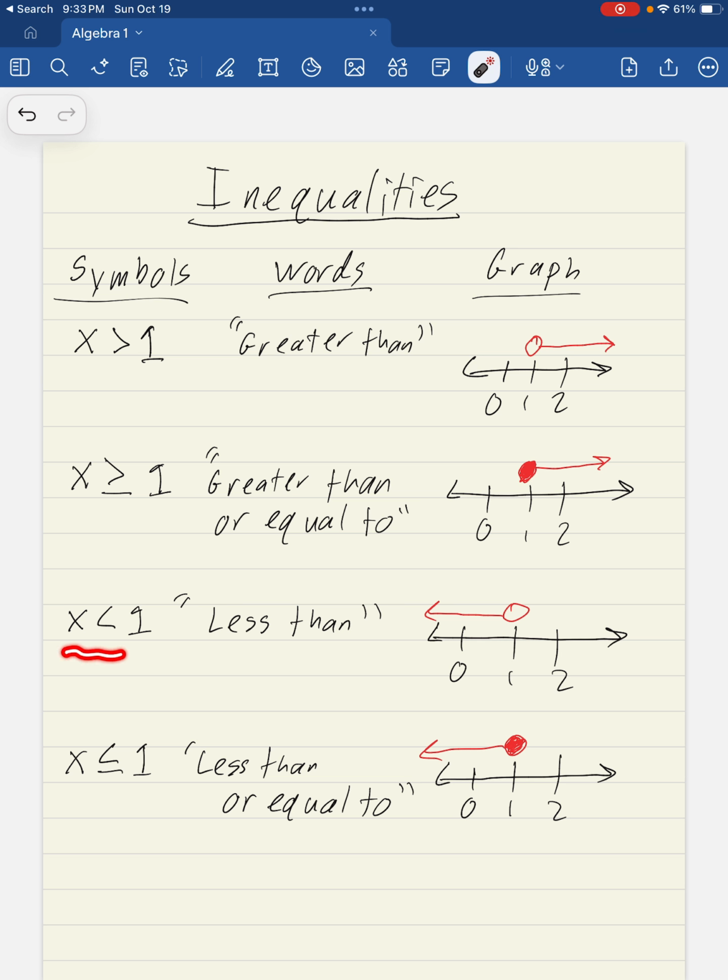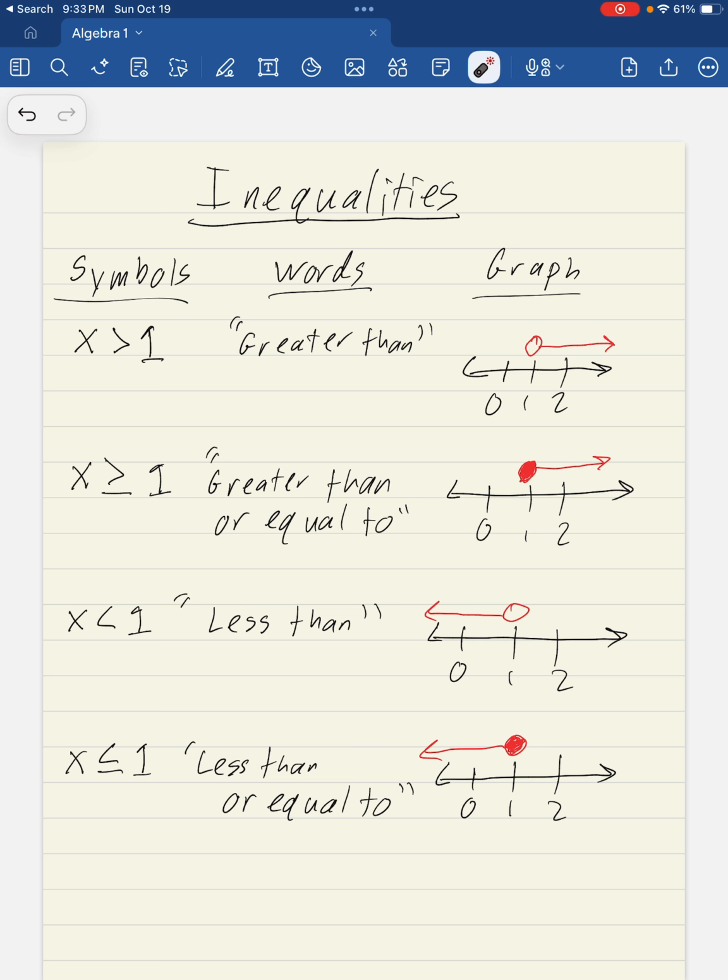Down here, we now flip the sign, so the variable is not greater than the other side, so it's less than. So x is less than 1, and we have an open circle, no line underneath there, going to the left. And this guy here, we have x is less than or equal to 1. So we have a closed circle and the line going to the left.